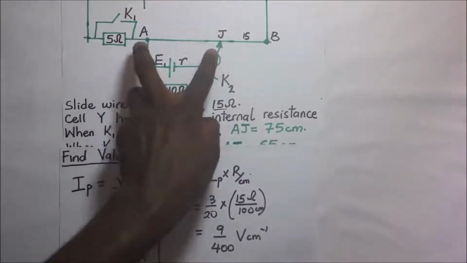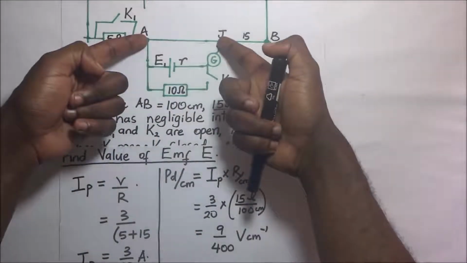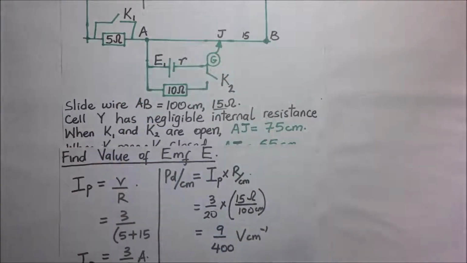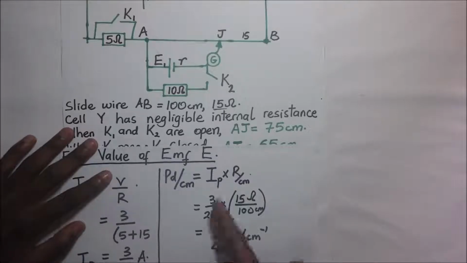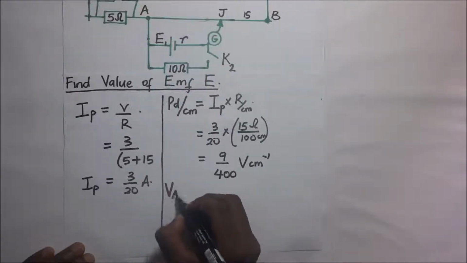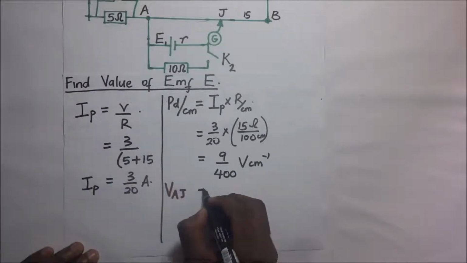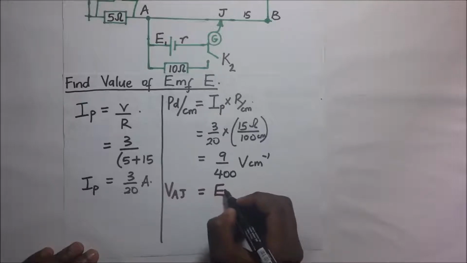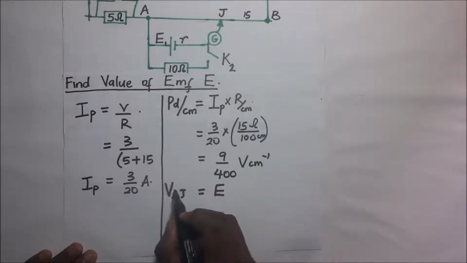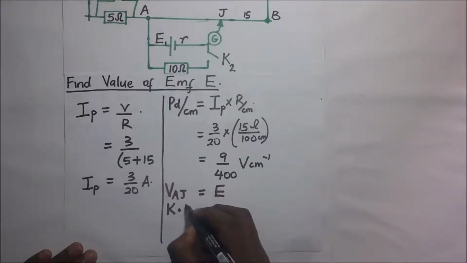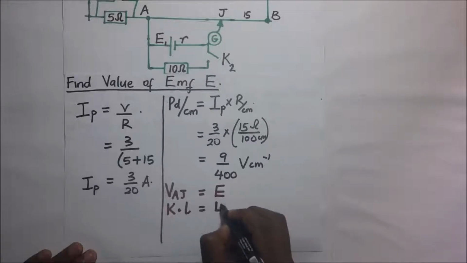And when we get the PD across that balance length AJ, that potential difference is definitely equal to the EMF of that cell, and that is how we will be able to get the EMF E of that cell in the secondary circuit. So to go ahead and find that, we'll multiply the potential difference across the balance length AJ when K1 and K2 are open, which is going to be equal to the EMF of the cell in the secondary circuit. This is gotten by the PD per unit length multiplied by the balance length, which should give us the EMF.